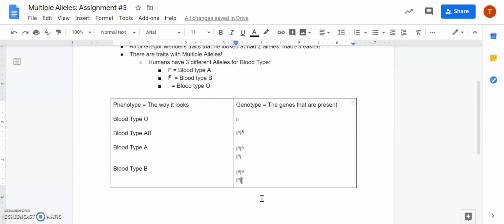Now, why do we even care about blood types? We care about blood types because it actually affects who you can donate blood to. Blood type O is often called the universal donor. It doesn't have any of these little markers on it. If you have blood type O, you can donate blood to anyone. If you have blood type AB, you can receive blood from anyone, but you can only donate blood to blood type AB.